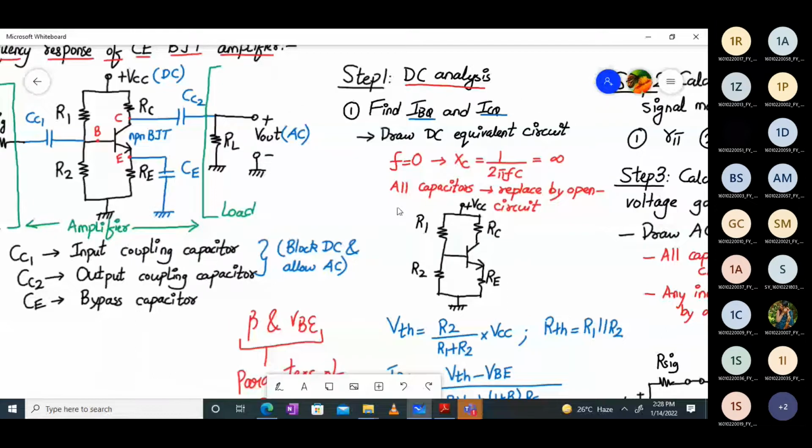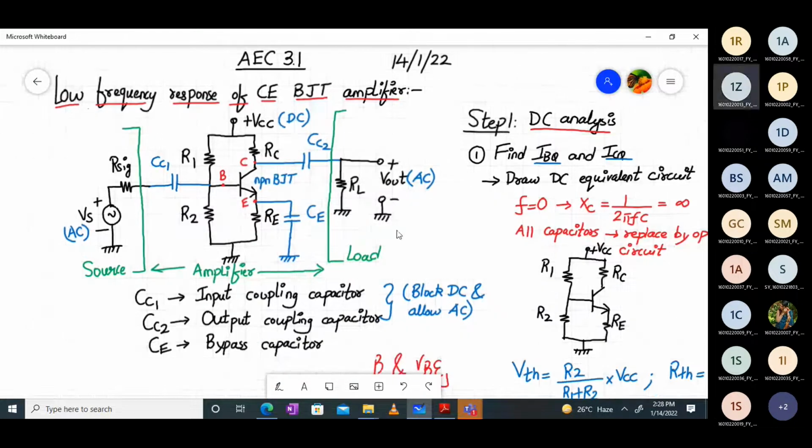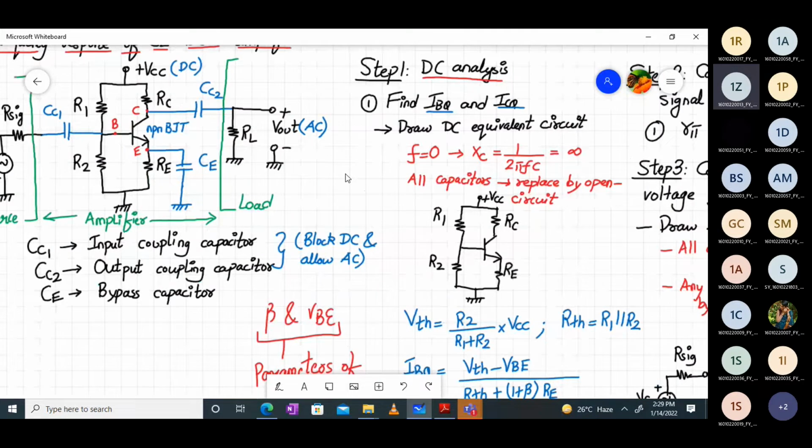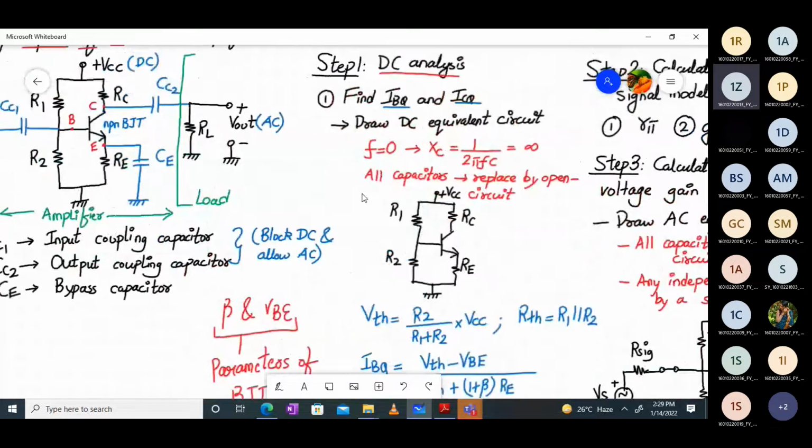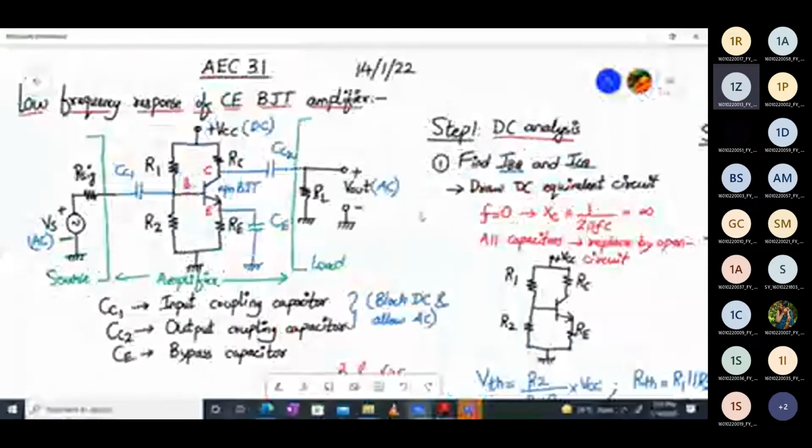In reality, if you want to do this on a breadboard, you connect everything together, and then you can measure the DC quantities on the multimeter itself. But for analysis purpose, we do it like this. So won't the capacitors have any effect on the DC current then?